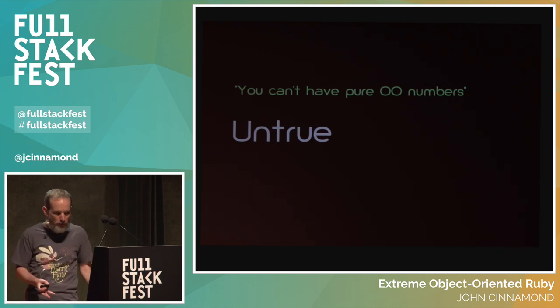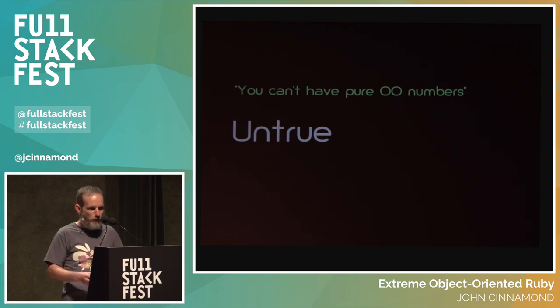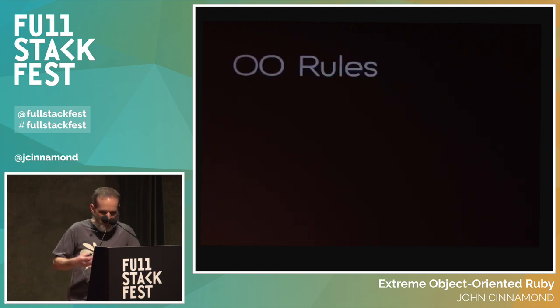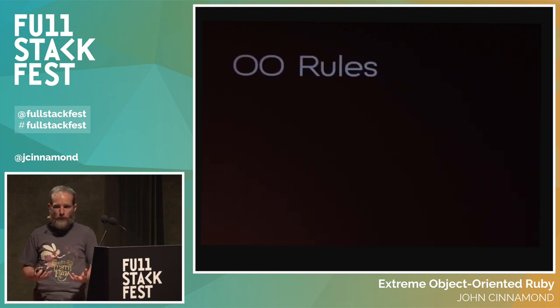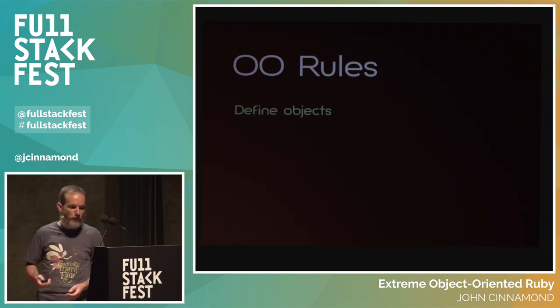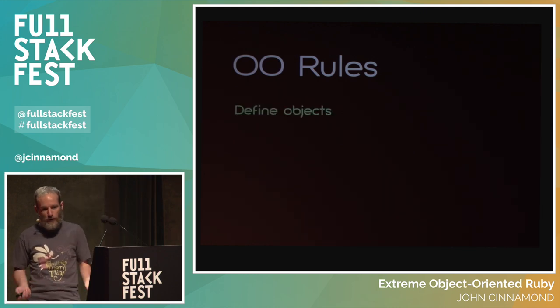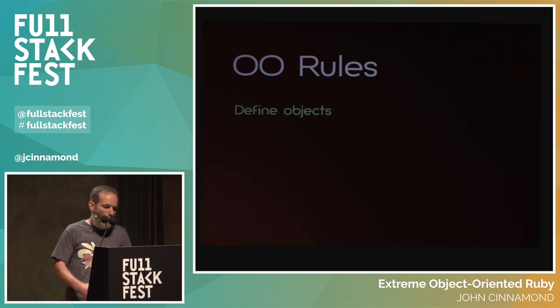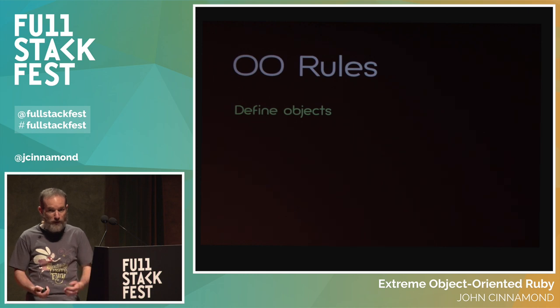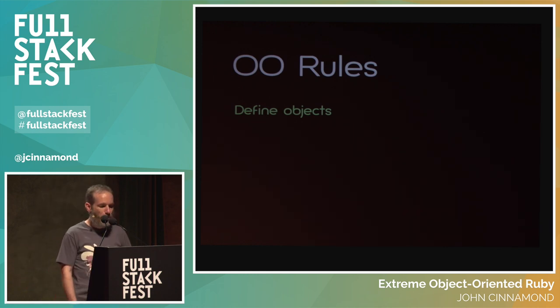Now, before I start looking at this, I just want to set some ground rules, because we all kind of understand what OO means, but we might have slightly different interpretations of it. So I'm going to define OO in terms of four simple rules. There's only four things we can do here. First of all, we can define objects. It wouldn't be much of an OO language if we didn't have objects. And when I say define objects, what I really mean is in Ruby, we can create classes, and we can add methods to those things.